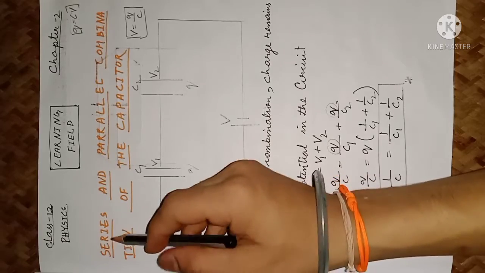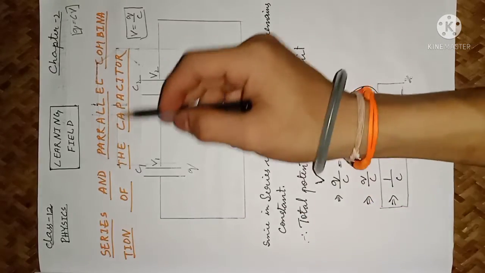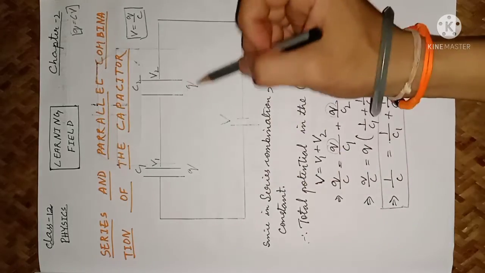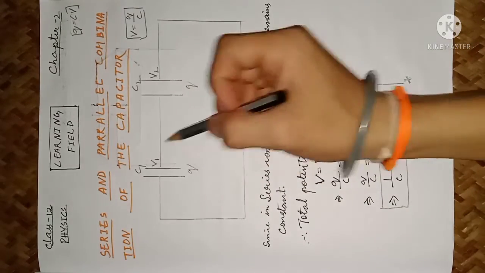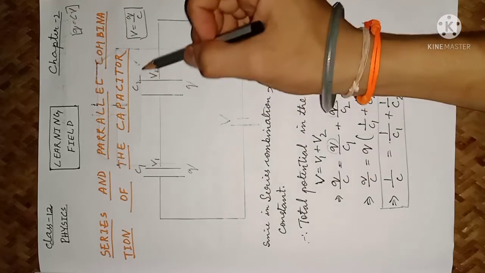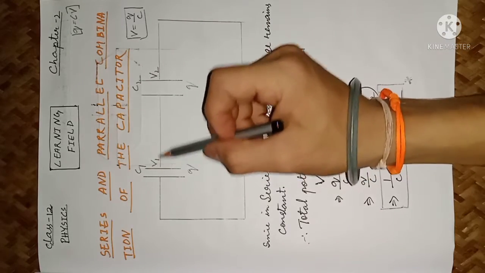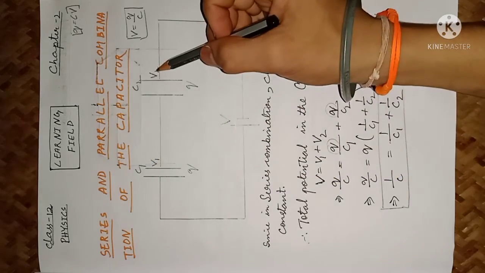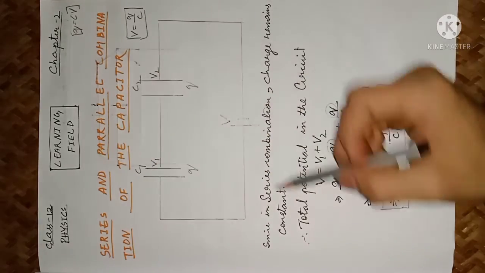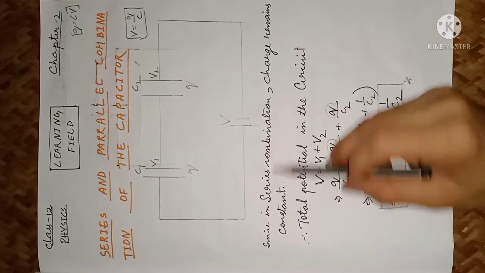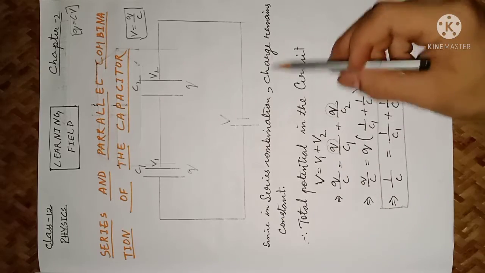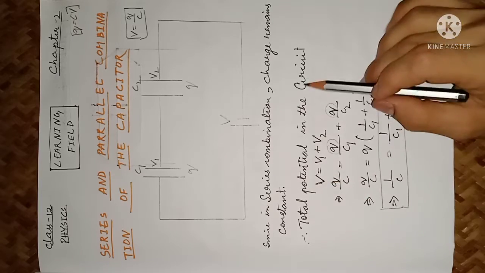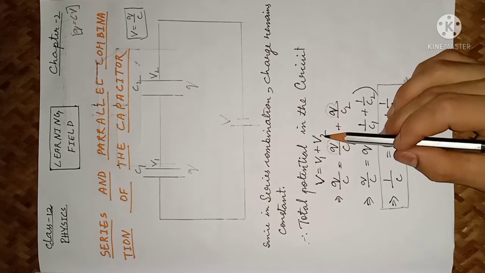इन सीरीज कम्बिनेशन में क्या हुआ? सीरीज कम्बिनेशन हमने डायग्राम ड्रॉ कर लिया और चार्ज क्या होता है? सीरीज कम्बिनेशन में चार्ज कांस्टेंट रहता है और कैपेसिटेंस C1, कैपेसिटेंस C2, पोटेंशियल डिफरेंस चेंज होता रहता है. सो टोटल पोटेंशियल क्या होगा? V1 प्लस V2. ये हमने लिखा. चार्ज कांस्टेंट रहता है. यही याद करना चाहिए और सब इजी है. सो टोटल पोटेंशियल इन द सर्किट V इज इक्वल्स टू V1 प्लस V2.